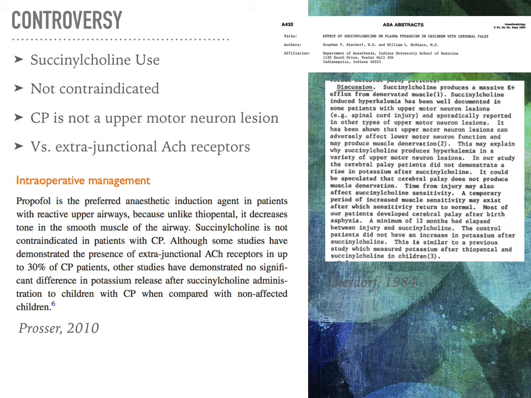So there are two sides to this controversy. However, there is more and more information coming out on how succinylcholine is actually not contraindicated and can be safely used. With that said, with the use of sugammadex, there is no necessary need to use succinylcholine in a rapid sequence intubation. You can still use a high dose of rocuronium to rapidly induce a patient, and then, if need be, reverse with sugammadex. But you can still use succinylcholine. There's no contraindication.